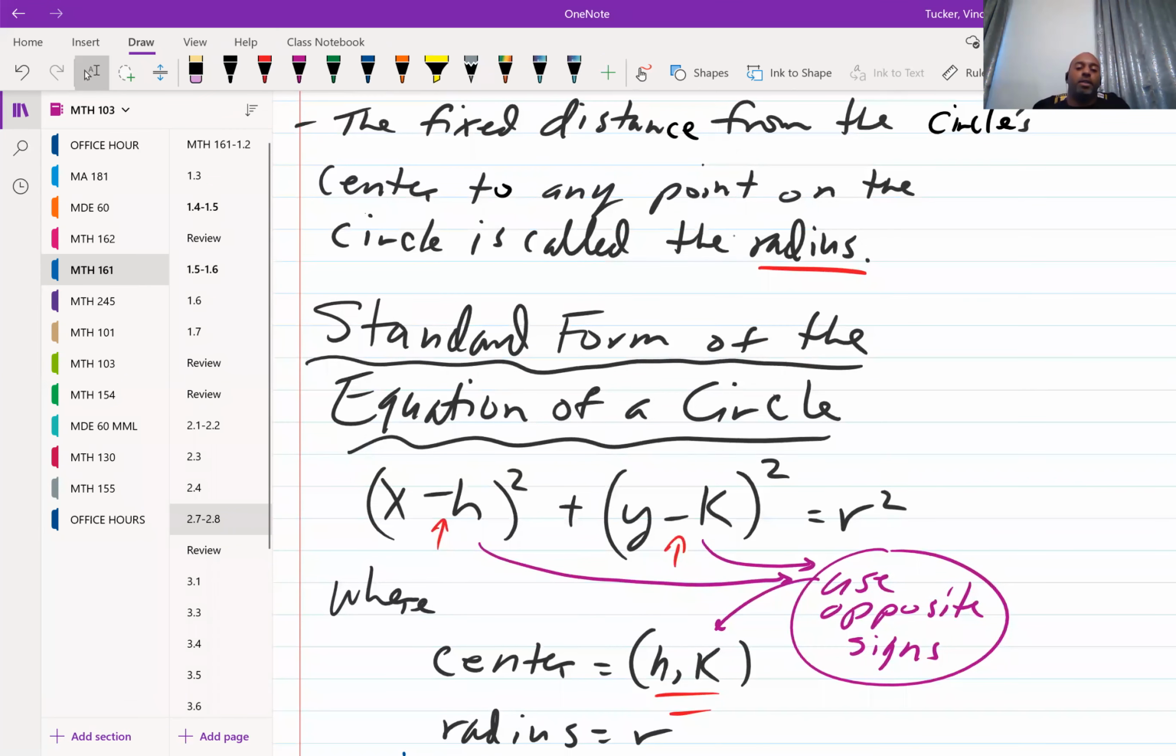Where the coordinates of your center will be h, k, and your radius is just the r. And notice the purple circle, you use the opposite signs. In the formula, it's x minus h and y minus k. But for the center, it's positive h and positive k. So whatever sign is in your equation, you actually use that opposite sign for your coordinate.